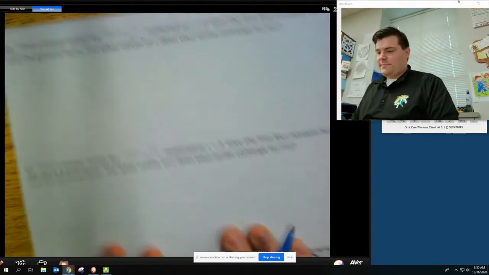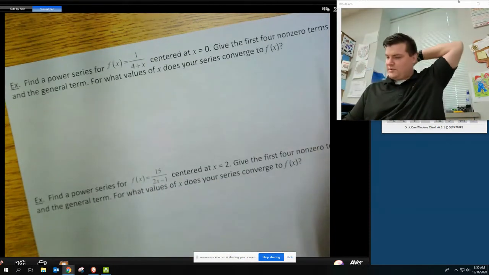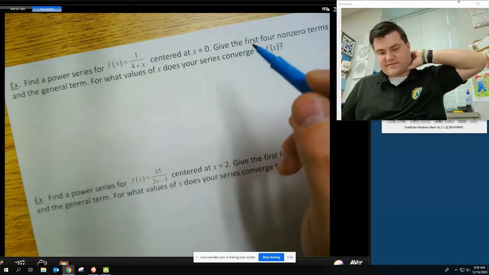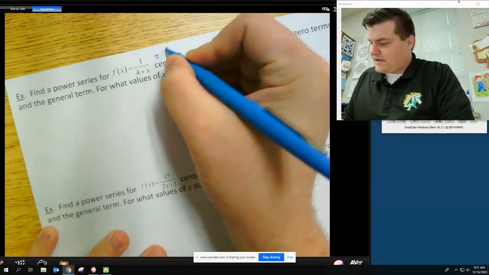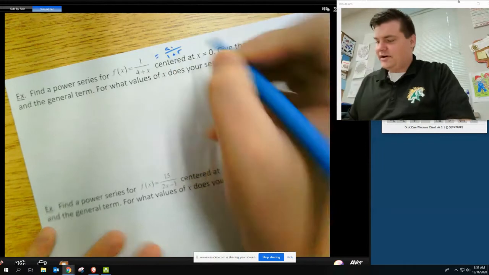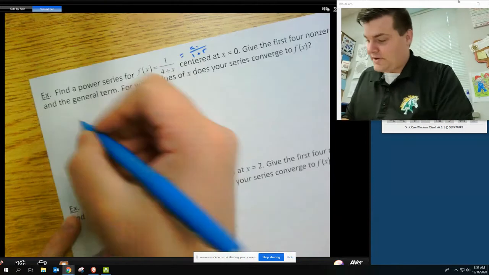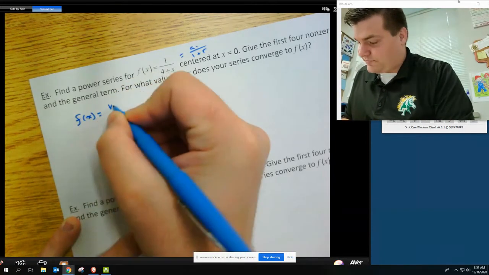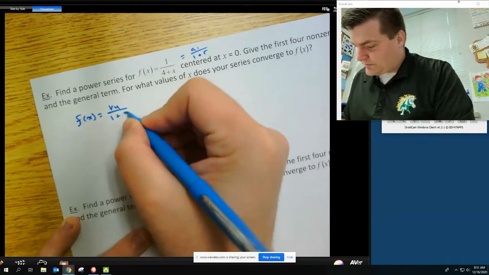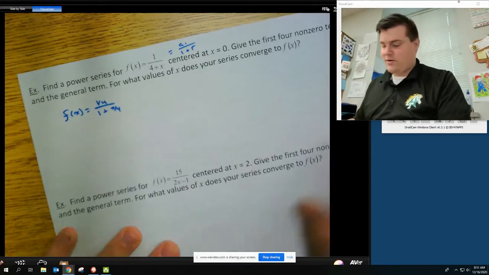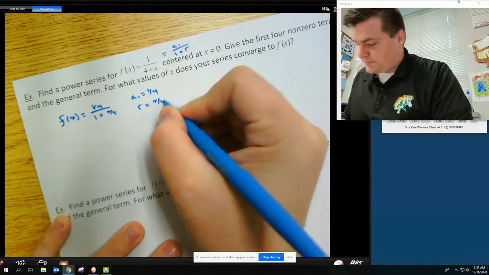All right. So go ahead and find a power series for this centered at 0. Give your first 4 non-zero terms and a general term. So first off, this is not in the form of a sub 1 over 1 plus r. I need this to be a 1. So you're going to divide every single term by 1/4. So I'm going to get f of x is the same thing as 1/4 over 1 plus x over 4. So divide everything by 1/4. So now I can say that my first term is 1/4. My r is x over 4.